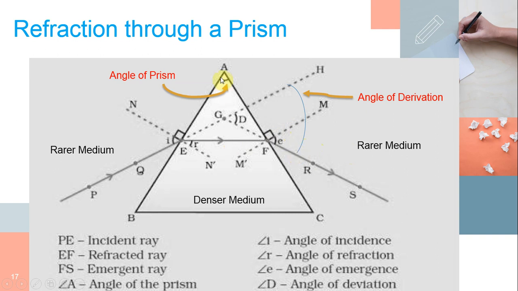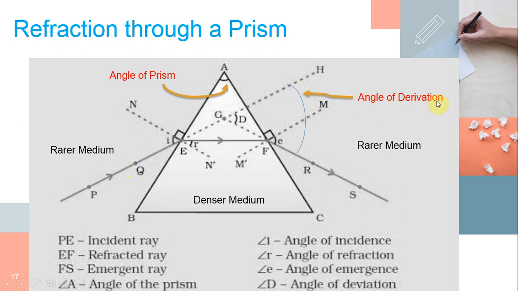Now we consider there is no prism in this place, so light travels in a straight line. That means away from H, that is a straight line. We place the prism, the light emerges and changes direction. So this is an emergent ray. The angle between the direct line and the emergent ray is called the angle of deviation.